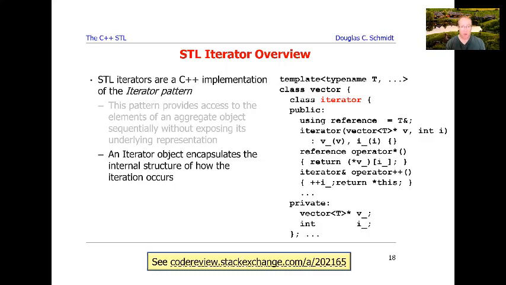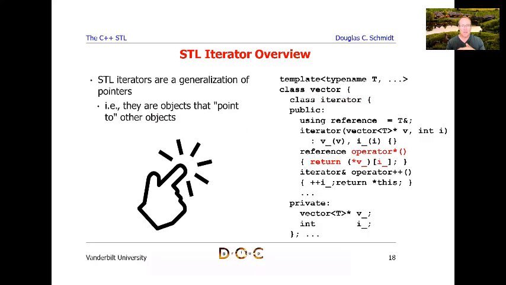If you want to see more about this specific example, take a look at the Code Review Stack Exchange link down below, where a person has created a nice iterator to show sort of how it works. And we'll be looking at those kinds of things ourselves later in the course. But the key point there is that the iterator shields the client applications, most typically the algorithms, from knowledge of how the containers are implemented under the hood.